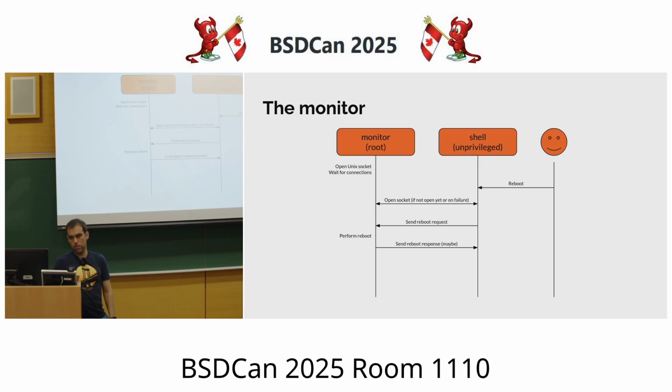And finally, the monitor is, well, as you can imagine, a little daemon that starts in the background. And then when the shell needs to do a privileged operation, like reboot the machine or power it off, if you want it to do that, then it tries to open a socket to it. It sends a message, and then it just waits for the reply.